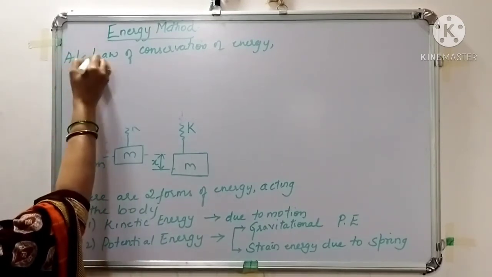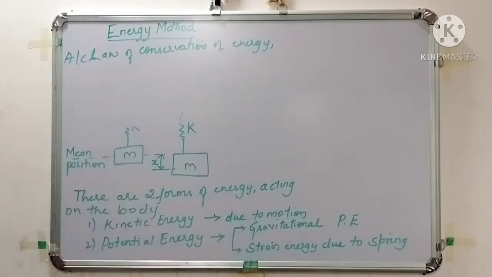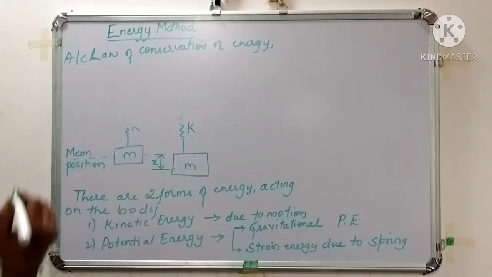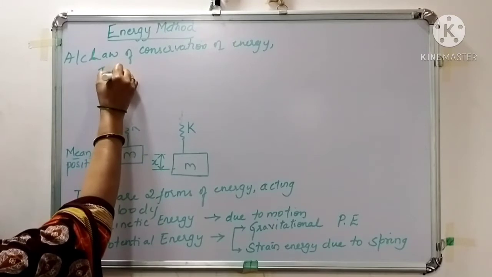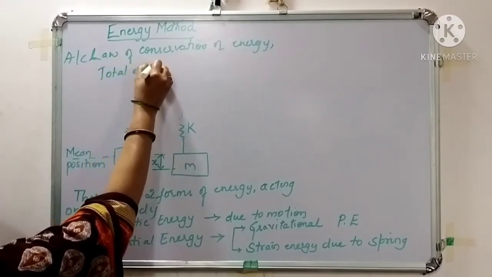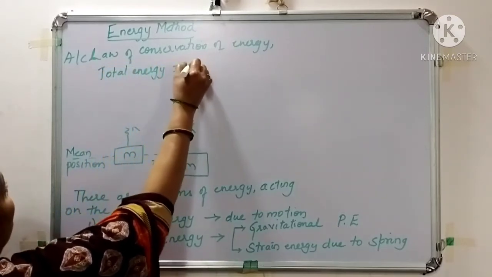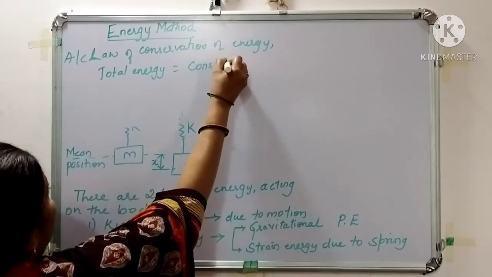According to the law of conservation of energy, energy can neither be created nor be destroyed, but it can be converted from one form to another form. So the total energy is equal to a constant. We can write it as total energy equals constant.